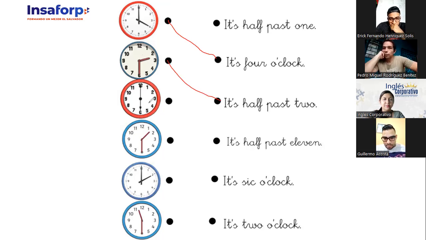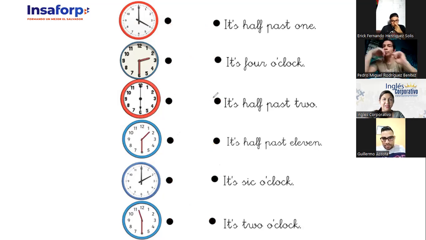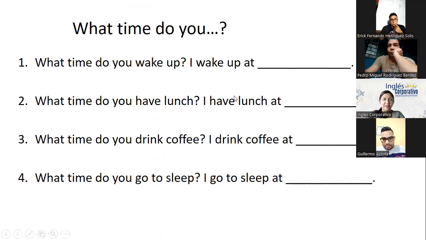And what time is it? 6 o'clock. It's 6 o'clock. What time is it? It's 1:30. What time is it? It's 2 o'clock. And finally? It's half past 11. Yes, it's 11:30. Very good. Very good, guys. Very nice. Easy, right? Very easy.